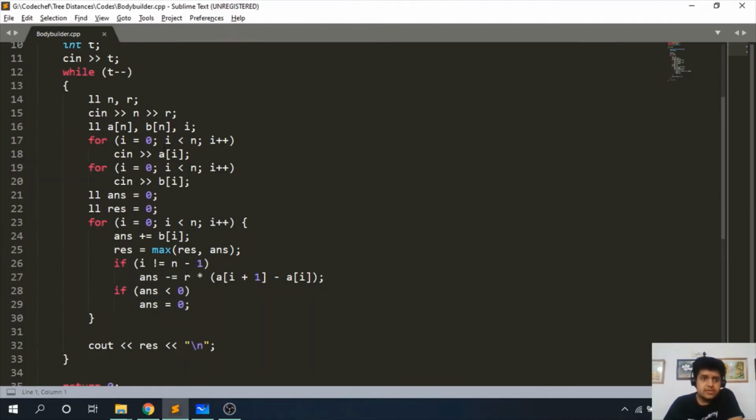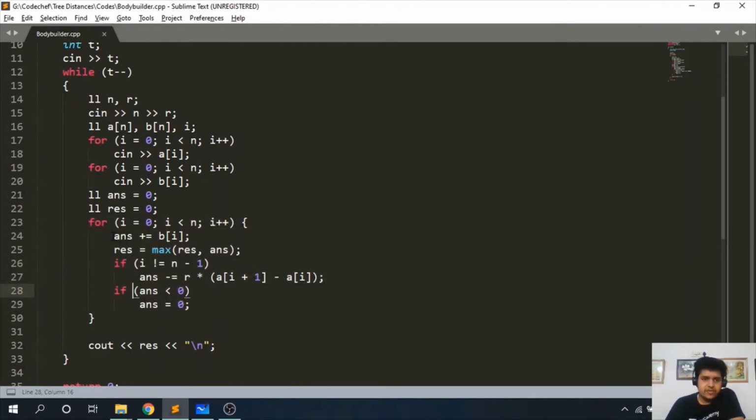In the C++ implementation, first we take input n and r, the two variables. N is the number of exercises that Chef does, and r is the number of units of tension he loses per minute as he rests. Now we take input the two arrays, that is array A and array B. As I said, we'll maintain an answer variable and a result variable. First we'll start iterating from the first element to the last element.